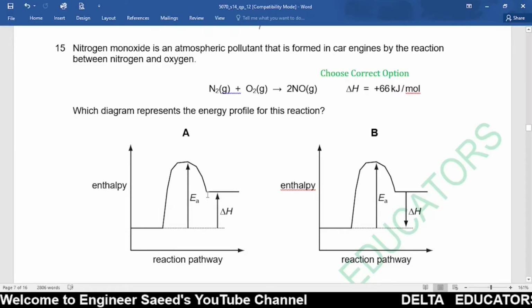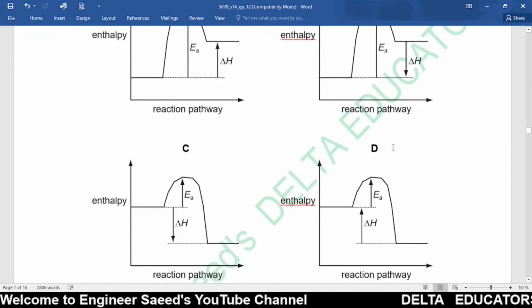We also check other options. In option B, this activation energy is shown correctly, but here the enthalpy change is shown incorrect, because here it is shown that energy is decreasing from product to reactant side. But here it is given that delta H is positive, means the enthalpy change is increasing, not decreasing. So B is incorrect.